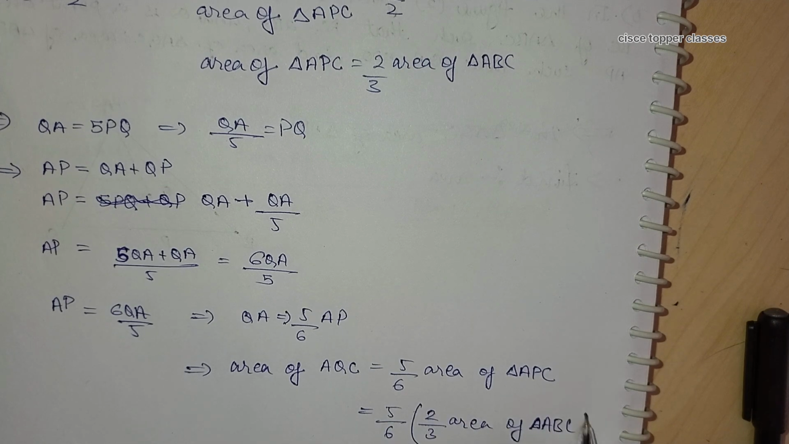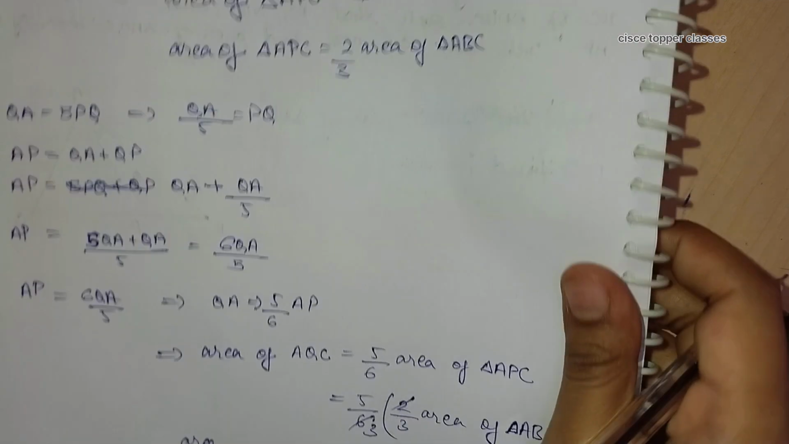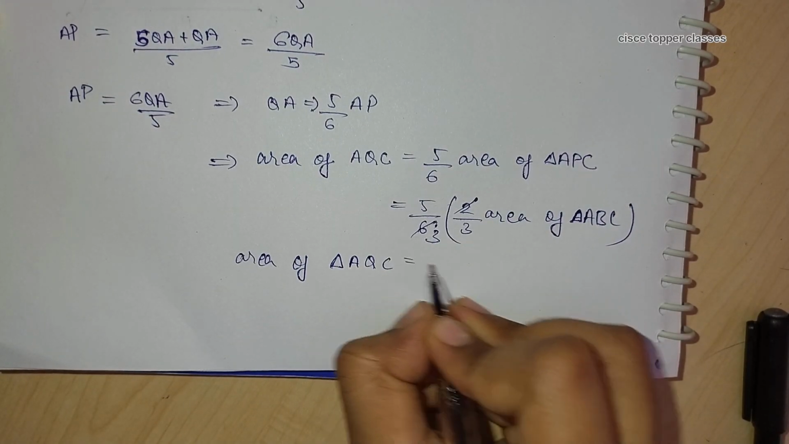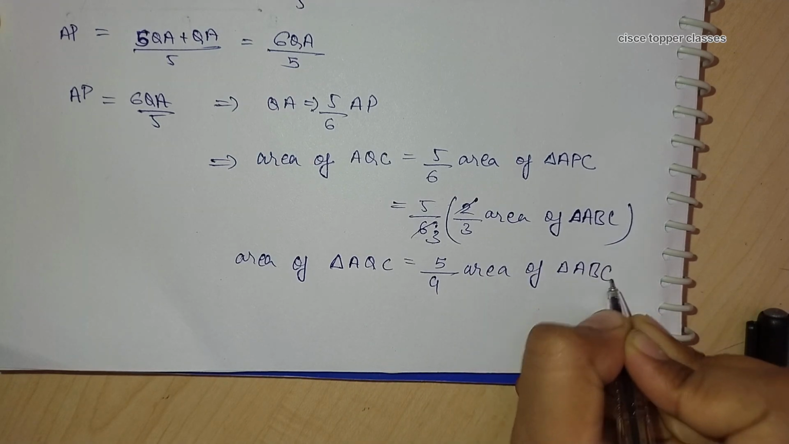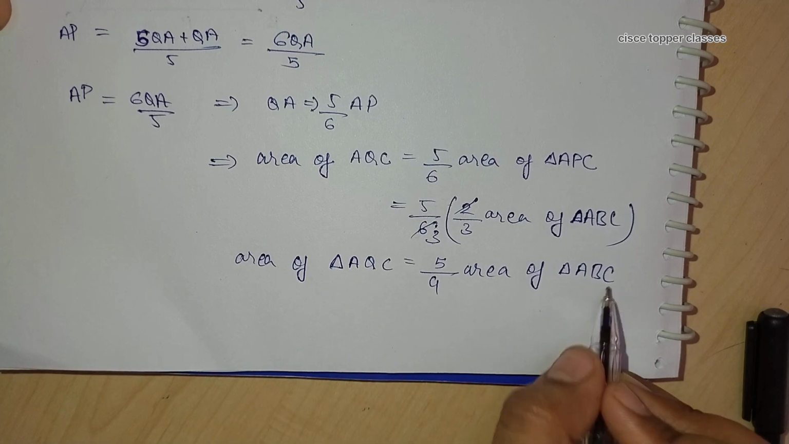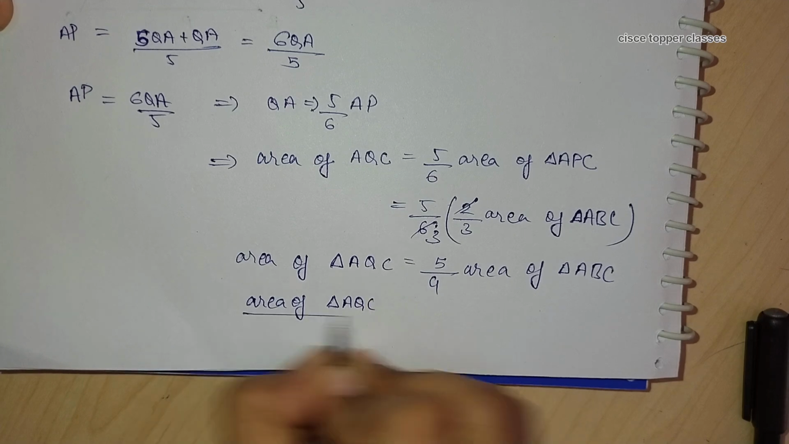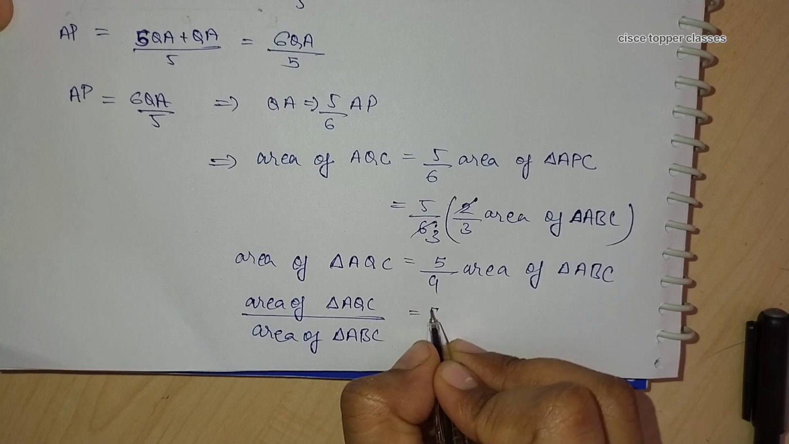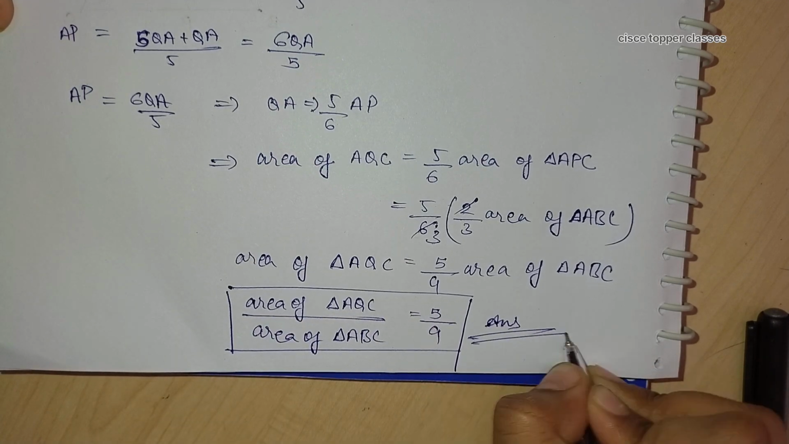So this will be ABC. We will cancel out this part. This will be 3, and here it will be area of triangle AQC is equal to 5 by 9 area of triangle ABC, and this is what we have to find, the ratio of area of triangle AQC and ABC. So we can write it as area of triangle AQC divided by area of triangle ABC is equal to 5 by 9, and this is only what we have to find in this question. So this is the final answer. This is the solution of the second part.